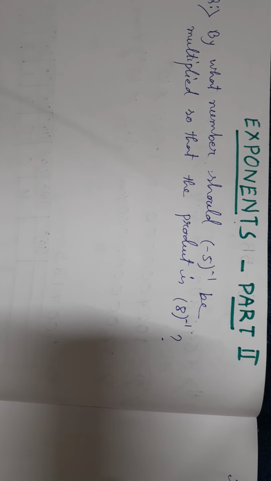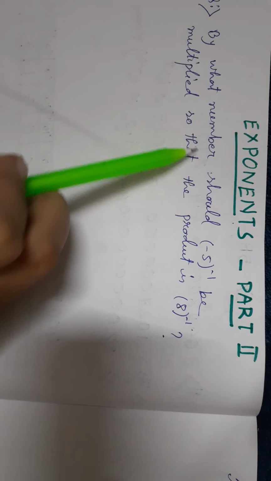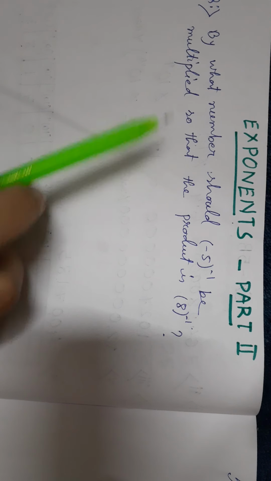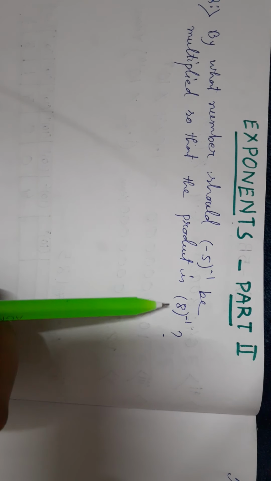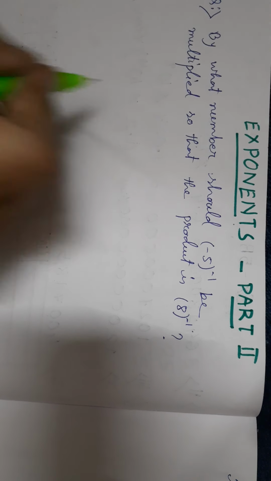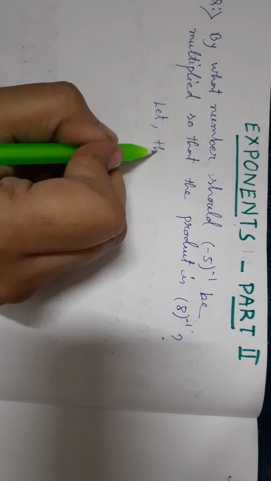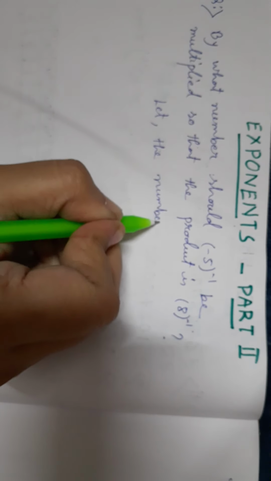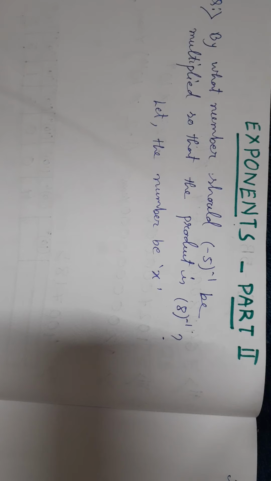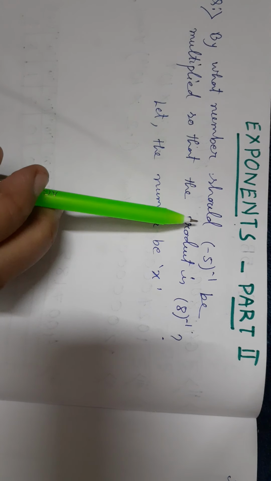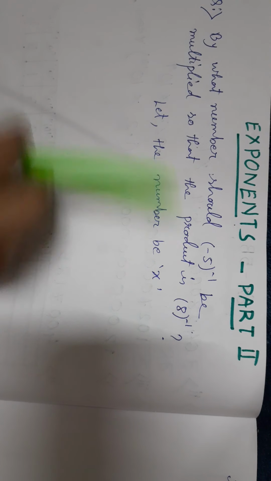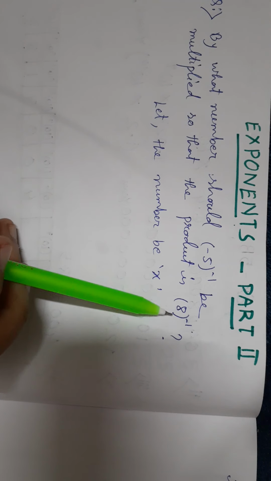See, the question is written here. By what number should -5 raised to the power -1 be multiplied so that the product is 8 raised to the power -1? So first of all, we are going to consider, let the number be x. By what number should -5 raised to the power -1 be multiplied so that we will get this product?